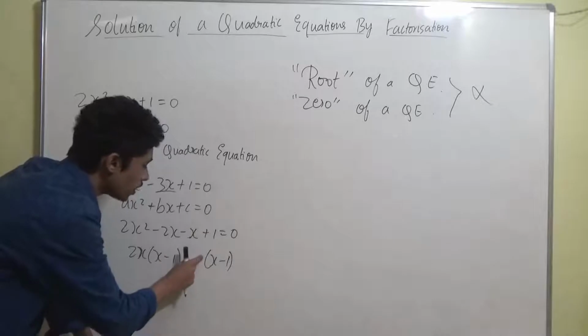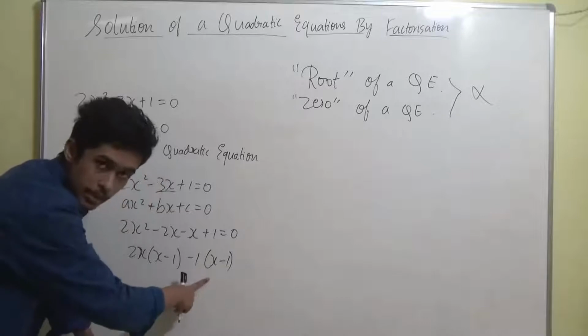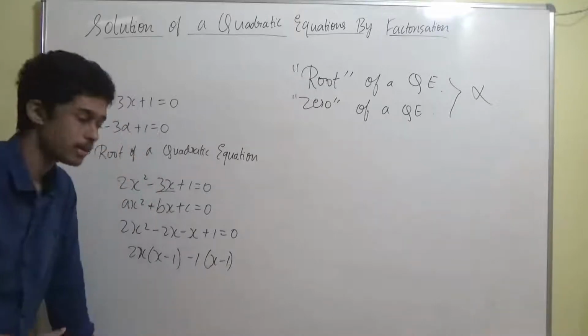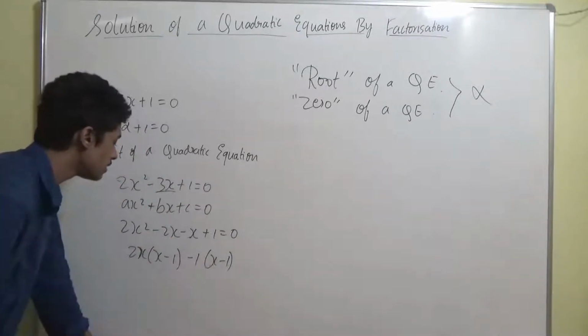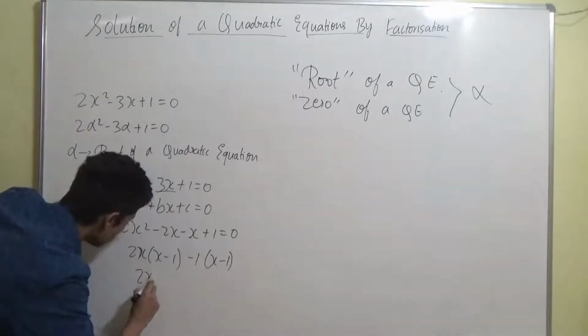So here, what number do you have to multiply to get minus x plus 1? It is minus 1, right? Because minus 1 into x gives you minus x, and minus 1 into minus 1 gives you plus 1. So this will be the factored equation.